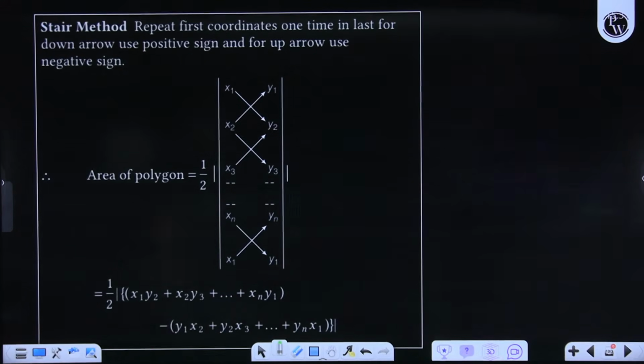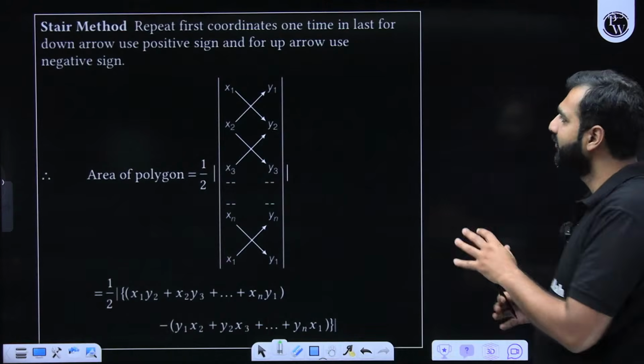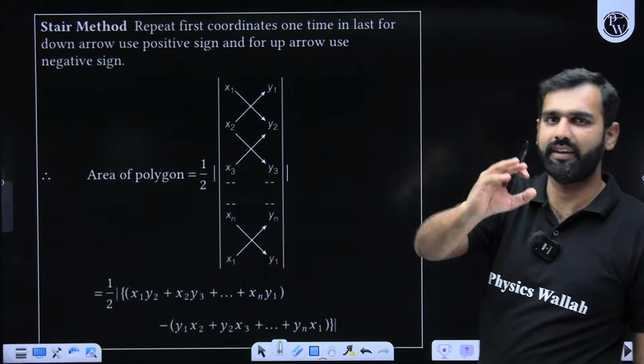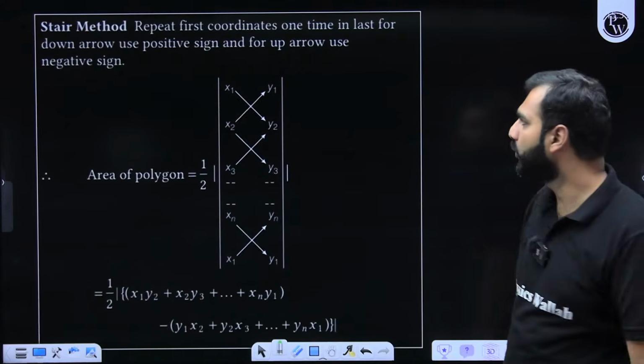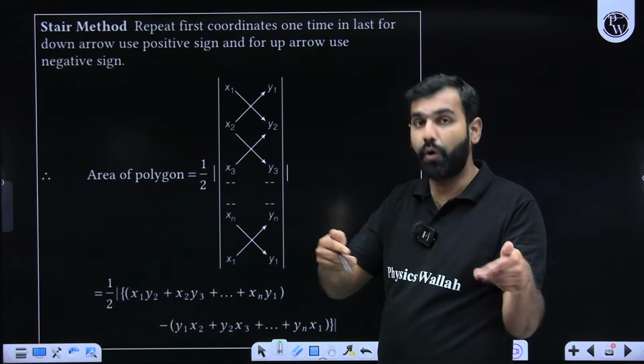So how do we find the area of a polygon? This is a very simple idea. It's a very straightforward approach. Let's say there is a polygon, and (x1, y1), (x2, y2), (x3, y3), up to (xn, yn) are the vertices of that polygon. All you need to understand is that the shoelace method says the area is half of the modulus, meaning the positive value, of the shoelace sum.